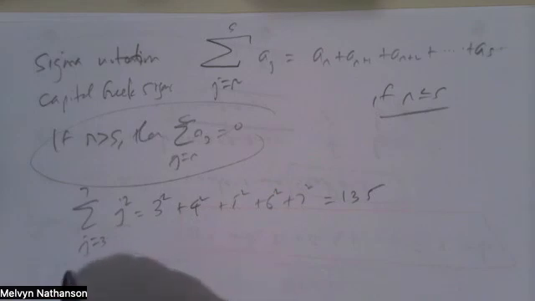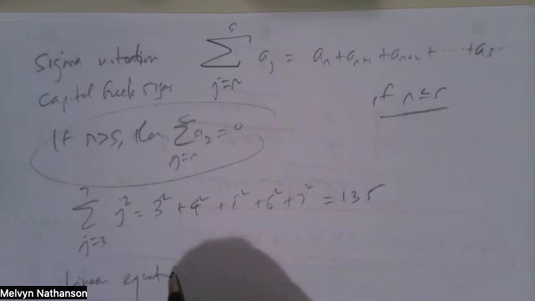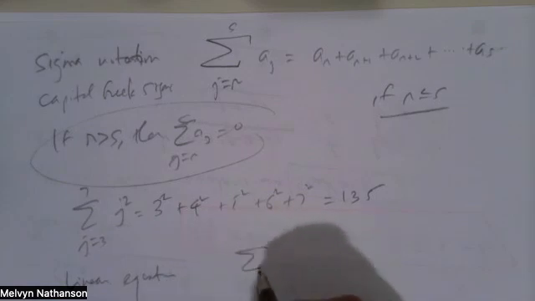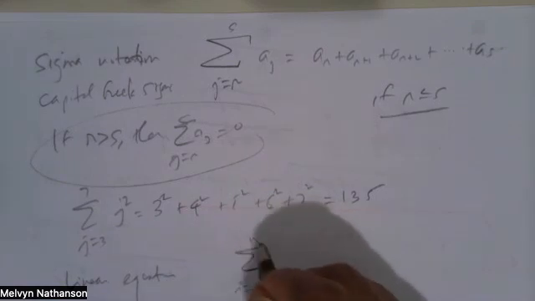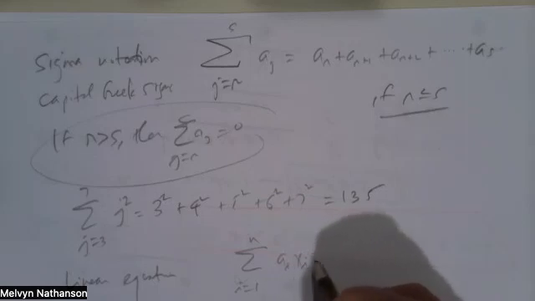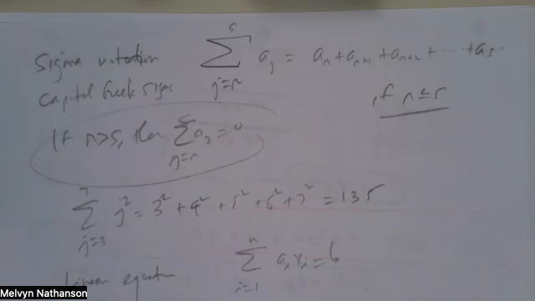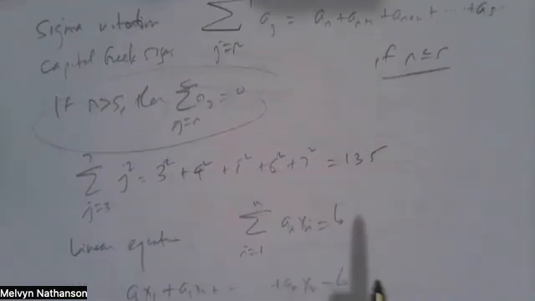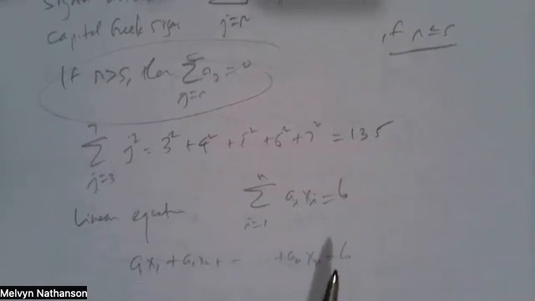So you can also write the linear equation using sigma notation. The summation i goes from 1 to n, ai xi equals b. This is just another way of writing a1 x1 plus a2 x2 all the way up to an xn equals b. So this is our equation.